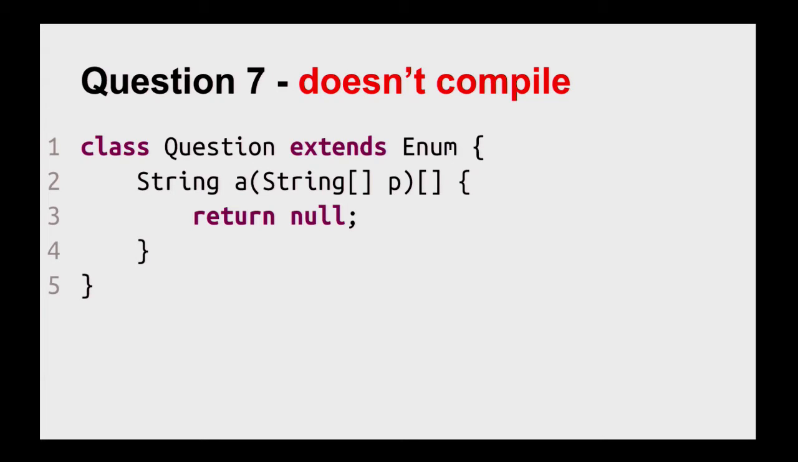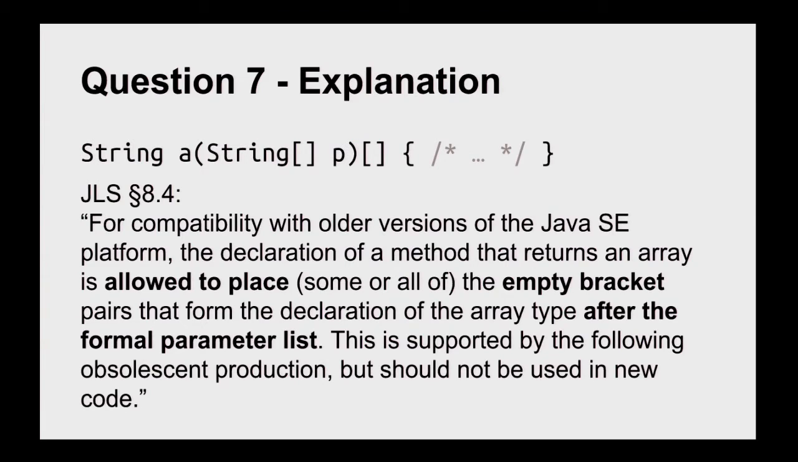Anybody want to tell me why? Can you extend enum? No? Maybe. I think that crazy function signature is fine. You're just returning it. No, because they allow you to do stupid things. So I'm just saying that is returning an array of strings. We believe it will compile because they allow you to do stupid things. And you are correct. This syntax of having the square brackets after the parameter list is fine.